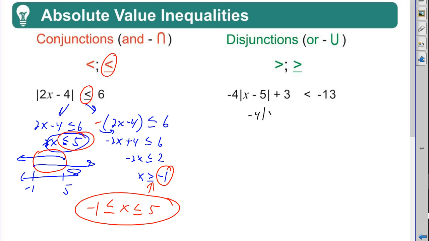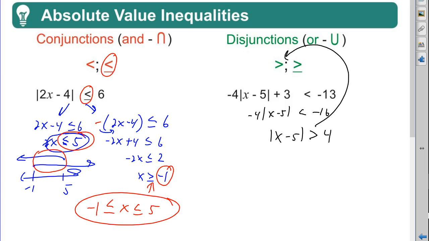So here's where we're at right now. So negative 3, so that's a negative 16. Now divide both sides by negative 4. All right, so now we're at x minus 5. We divided both sides by a negative. Reverse the inequality symbol. Negative 16 divided by a negative 4 is 4. Oh, see? Now it is a disjunction.